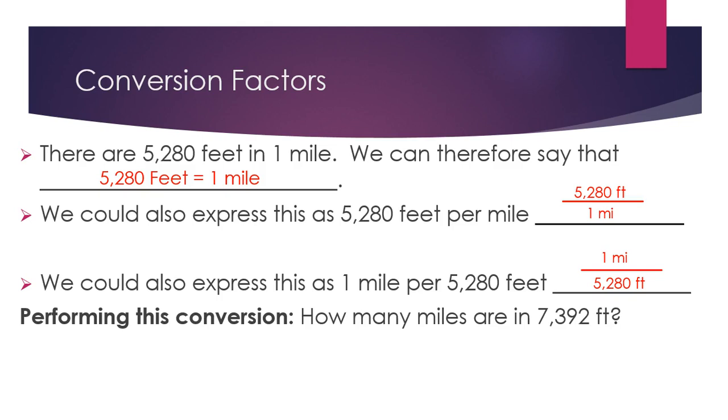The question says, how many miles are there in 7,392 feet? So I know I'm going to have to take my original quantity and use the conversion factor to convert it into miles. Now, we want feet to cancel out when we perform this calculation. So we have to choose which one of these fractions we're going to use, right? And we're going to have to use the one with feet in the denominator because we're going to want feet to cancel out. So we'll put 5,280 feet down here, and in the numerator we'll put 1 mile.